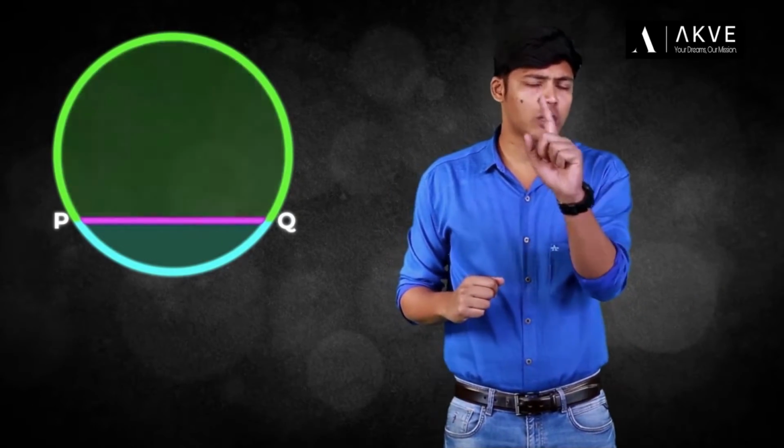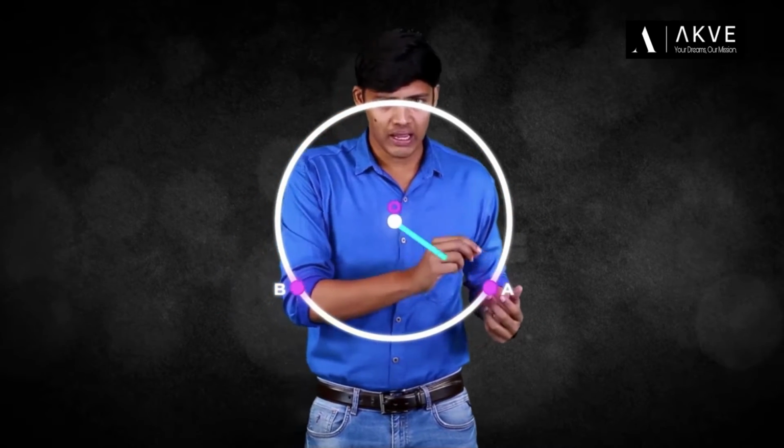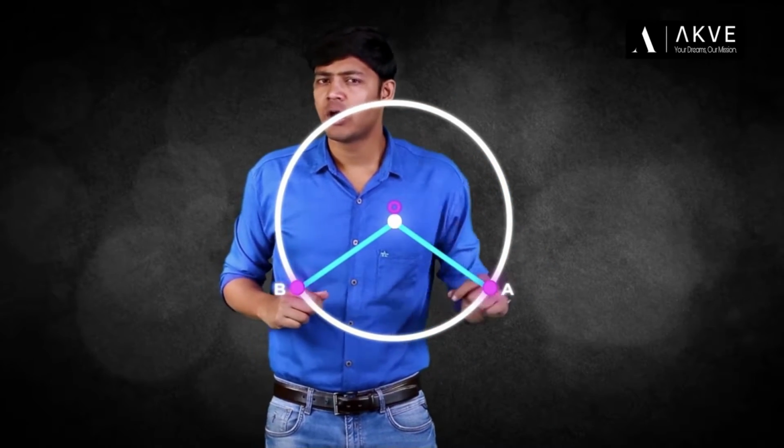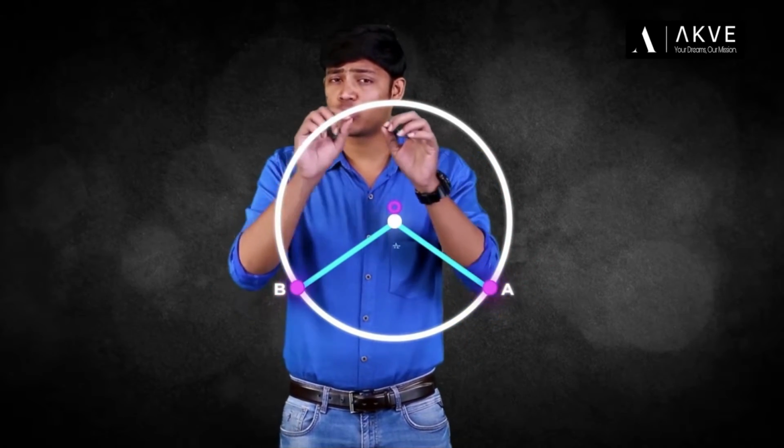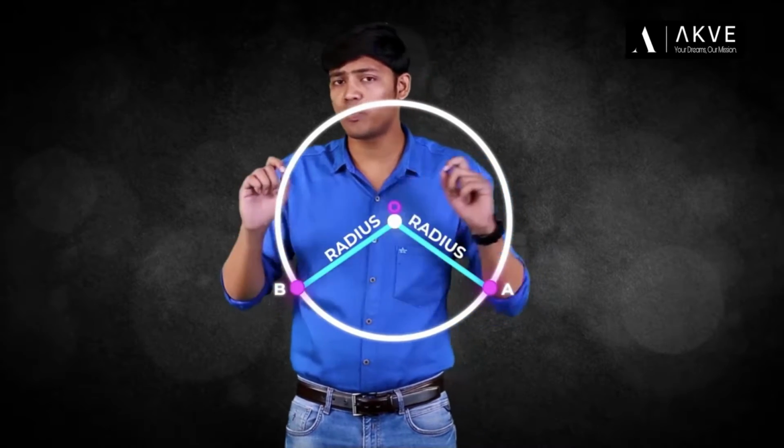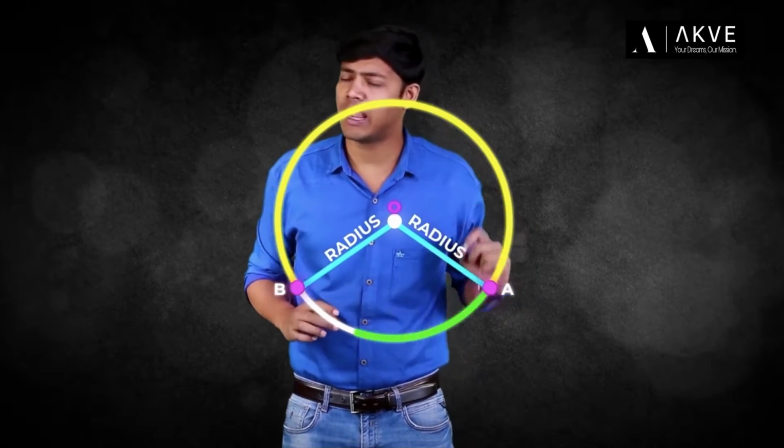Now, let's explore one more term related to circles. To understand that, let's consider a circle with the center O. And A and B are the points on the circle. Let's join OA and OB. Now we have formed a region which is between the 2 radii OA and OB and between the arc AB.